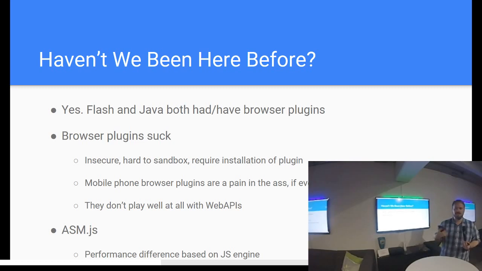There's all sorts of technologies already using ASM.js. I believe Unity is one of those, so WebGL. We're already seeing some really cool stuff out of the performance side on the browsers.